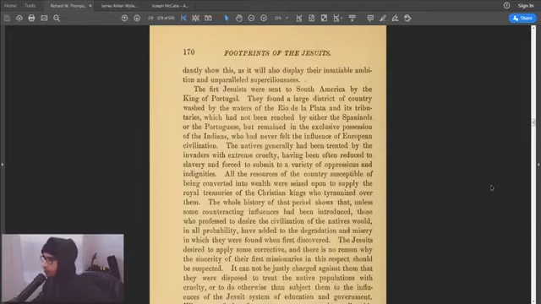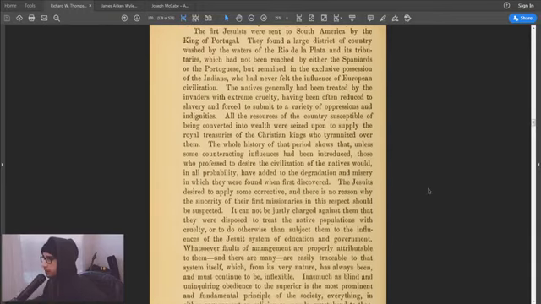The whole history of that period shows that unless some counteracting influences had been introduced, those who professed to desire the civilization of the natives would, in all probability, have added to the degradation and misery in which they were found when first discovered. The Jesuits desired to apply some corrective, and there is no reason why the sincerity of their first missionaries in this respect should be suspected.